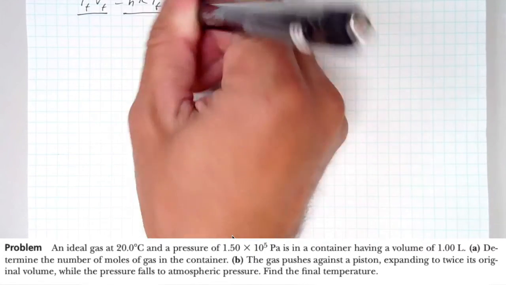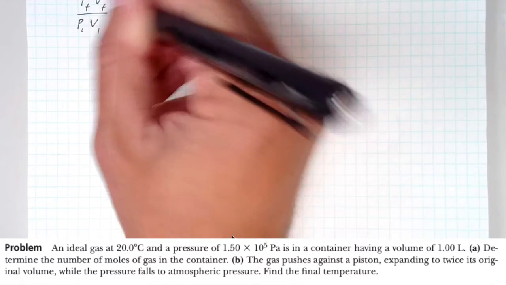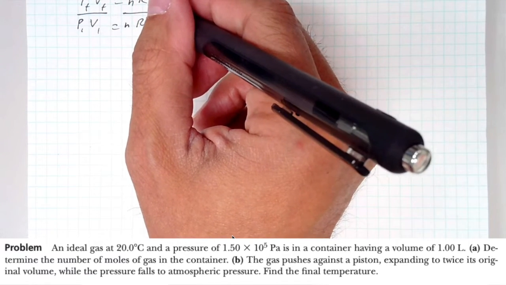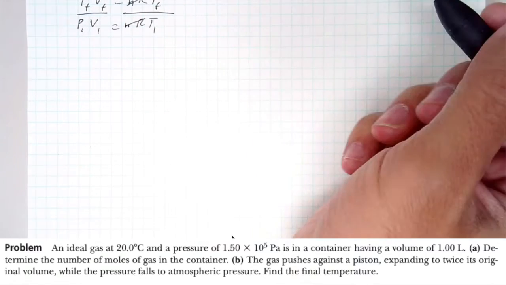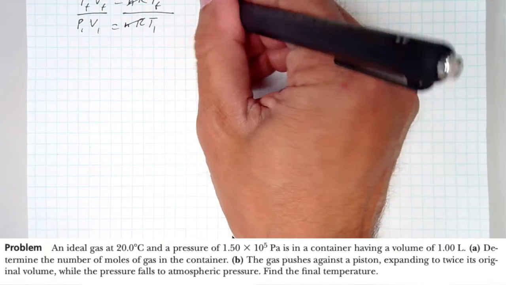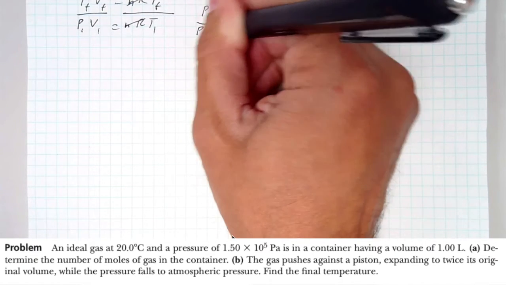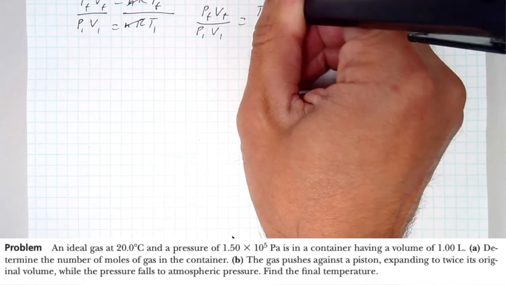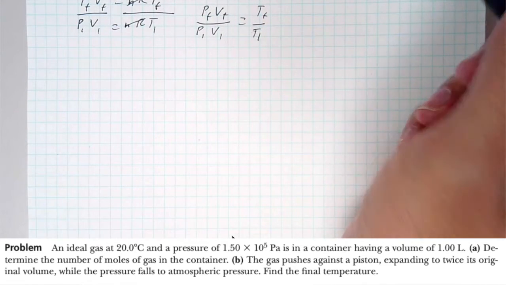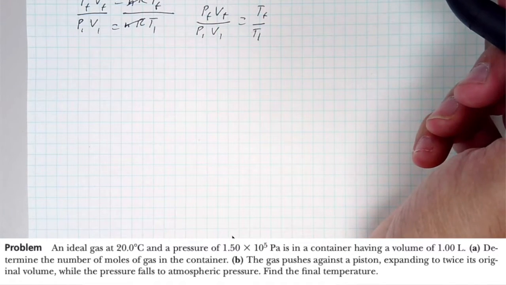So we can set up a ratio here. We can say that P initial V initial is equal to nRT initial, okay? Then we can cancel out n and R, and we get P final V final divided by P1 V1 is equal to T final over T initial, okay? So now we should be able to solve for T final, right? That's what we're looking for.